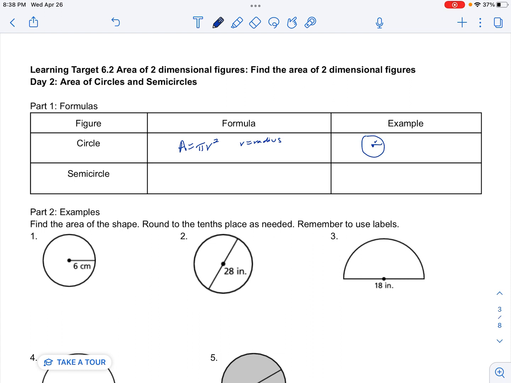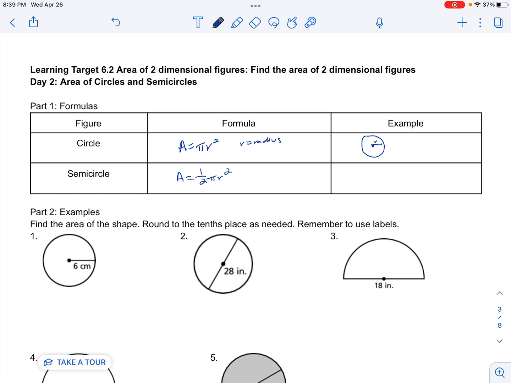A semicircle means that this is half of a circle. So we have a half pi r squared. Once again, same concept. Okay? So I'm not going to have an example based on that because we get to our examples in part 2. I think the formula is pretty straightforward with this.